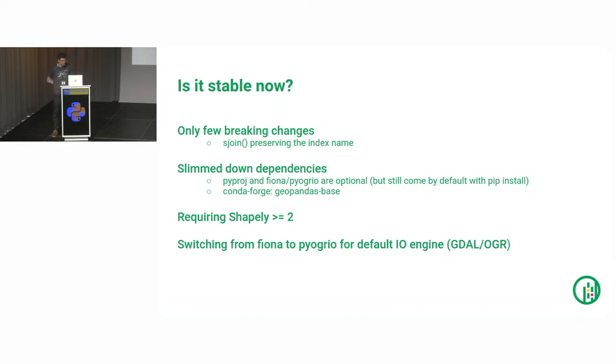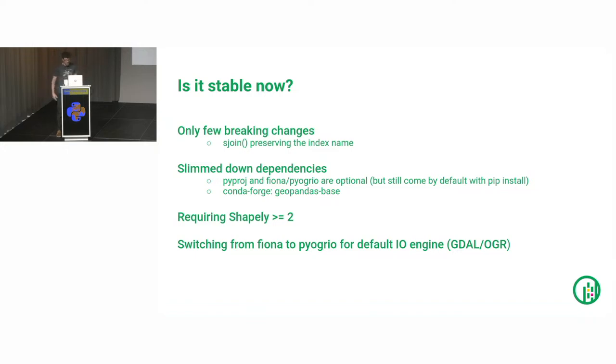I think in general, we can say that GeoPandas has been quite stable for several years. It's widely used, people relying on it. So the 1.0 release doesn't really change much there. We did make use of the occasion to have a few breaking changes, but they are, I think, very limited.